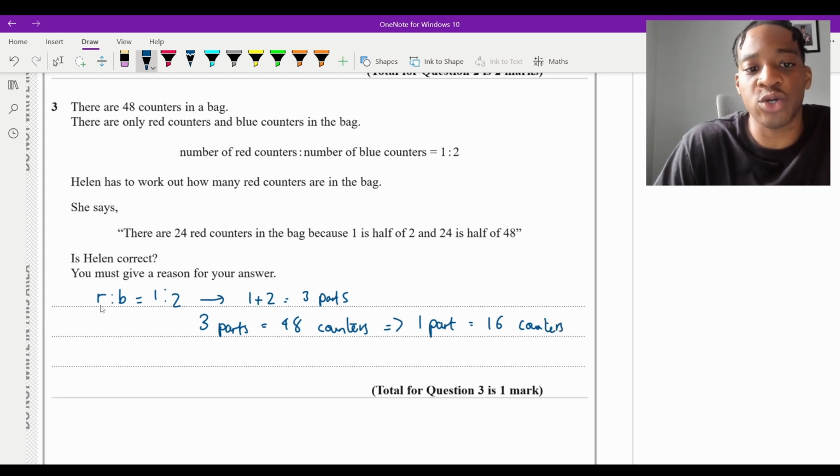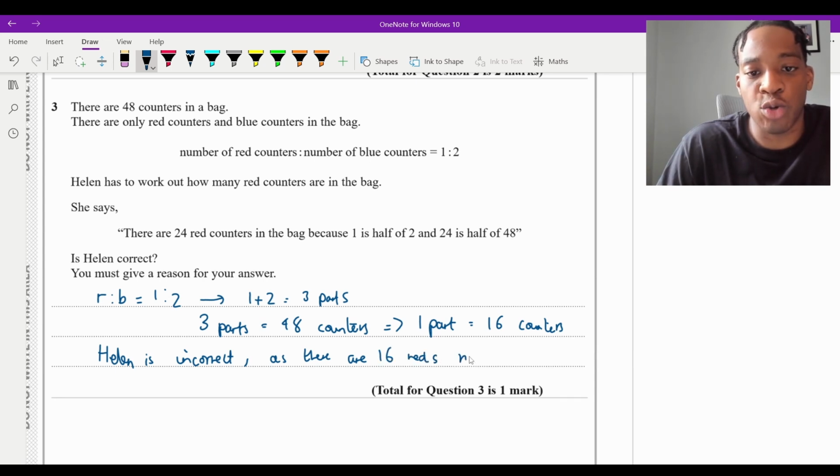And if we look back at our ratio, that is for red, right? So we can see that there's actually 16 counters for red. So you could just say Helen is incorrect. Helen is incorrect, as there are 16 red counters. 16 reds, not 24.